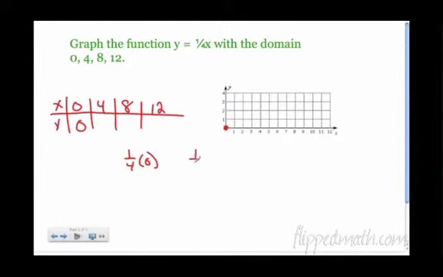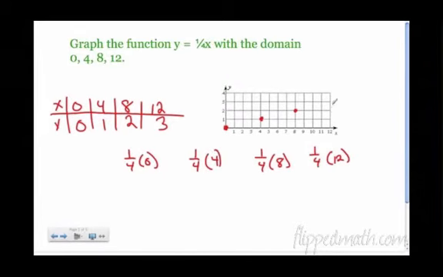I need to do the next one. 1/4 times 4. 1/4 of 4 is 1. So I'm going to go over 4, up 1. Now I'm going to do 1/4 of 8. 1/4 of 8 is 2. So I go over 8 and up 2. And last but not least, I do 1/4 of 12. 1/4 of 12 is 3. Go over 12, up 3. And now I have it. So y equals 1/4 x is this graph right here.